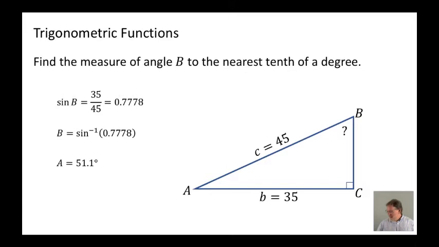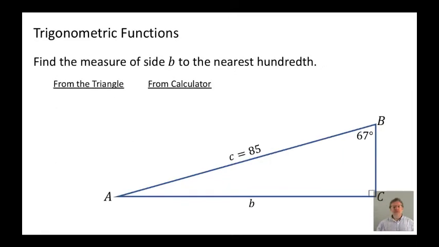So the angle measure there is 51.1 degrees, and we've gotten that from the measure of 2 out of the 3 sides. Remember, this only works for right triangles. Keep that in mind. But once you have a right triangle, you've got a very, very powerful tool here.